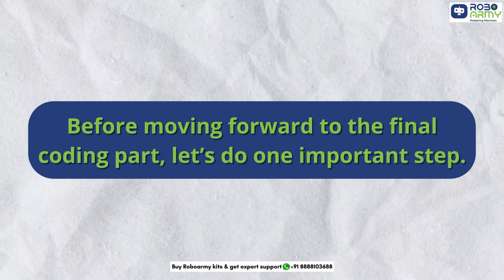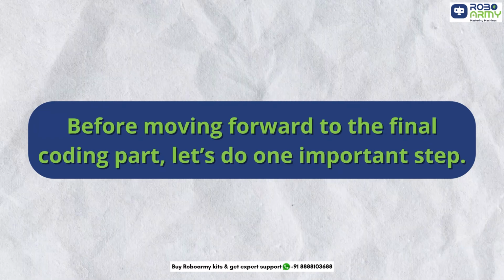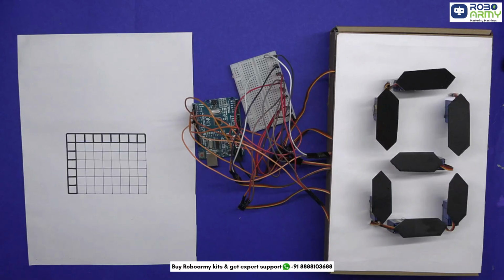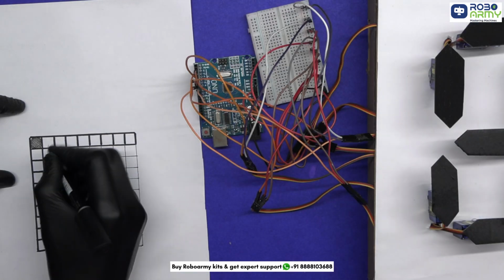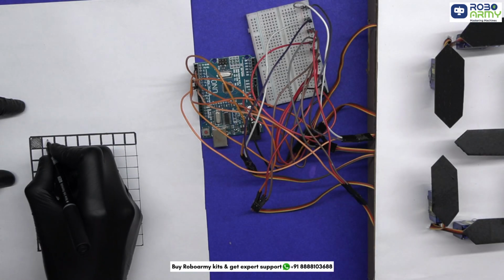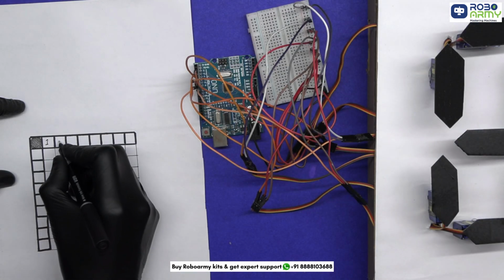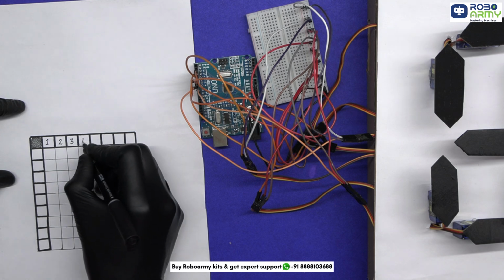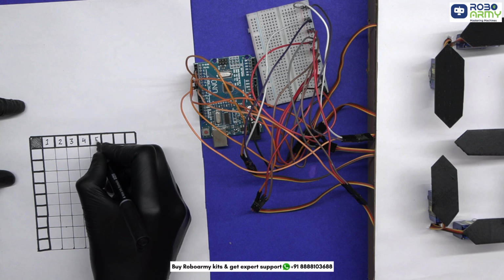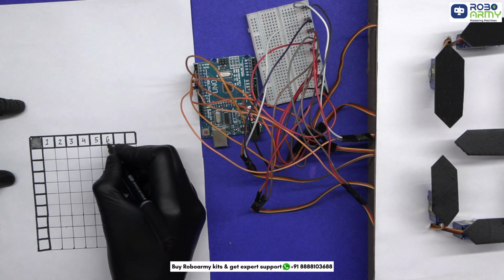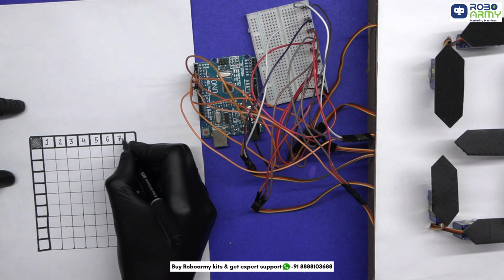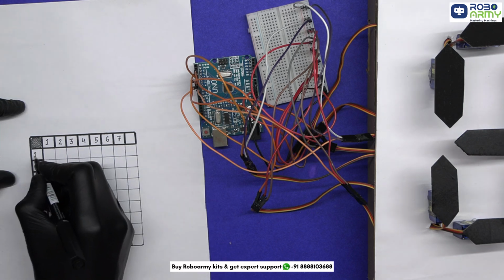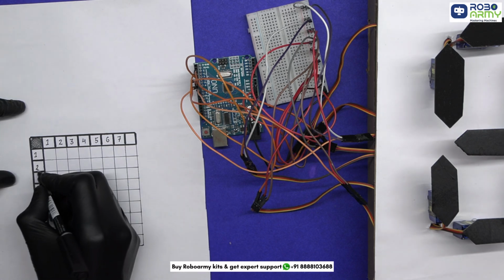Now before moving forward to the final coding part, let's do one important step. Make a simple table on paper. On the top side, write the servo motor numbers from 1 to 7. And on this side, write the digits from 0 to 9 that we want to display.